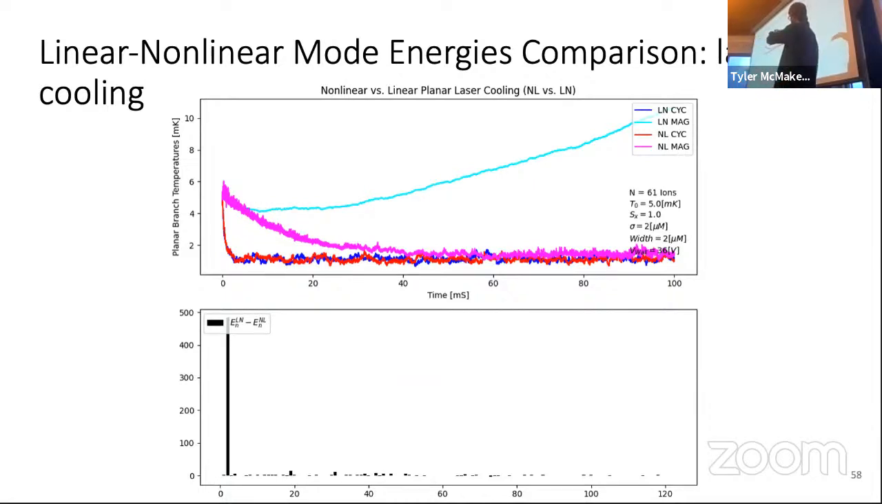The linear simulation, its energy just keeps growing. And in fact, if you look at the differences between energies of each mode in the linear and nonlinear simulations, we see that one mode is just taking all this energy from the laser in the linear case. And so in the nonlinear case, this mode would just give up its energy to other modes, right? Because it has that interaction. In the linear case, it can't do that. And so since it's coupled to this laser beam, its energy just keeps increasing.